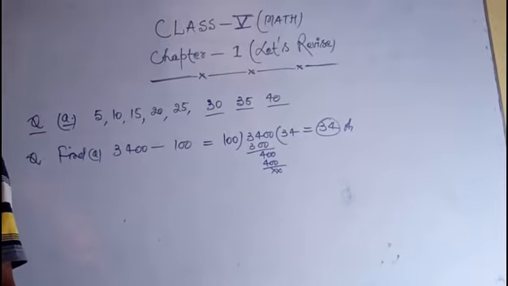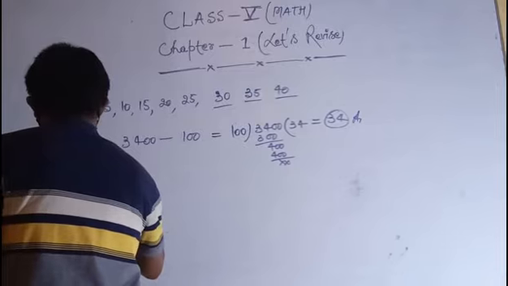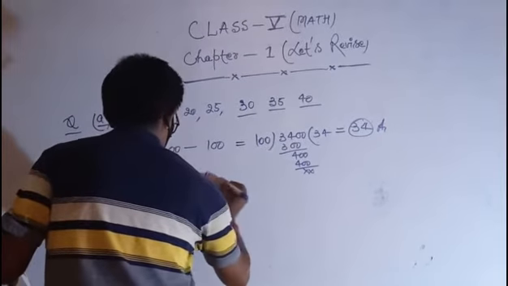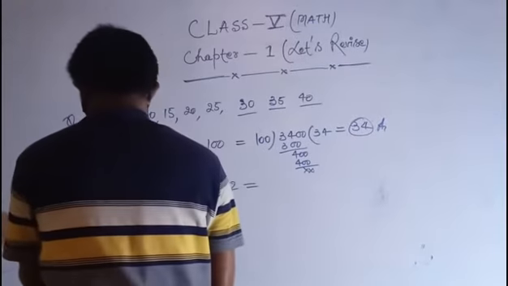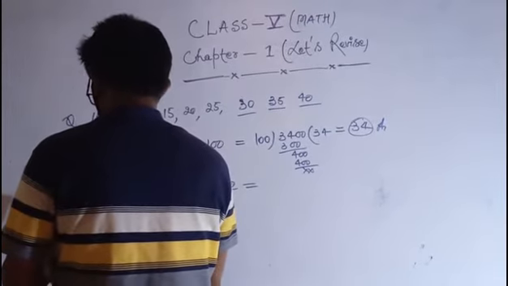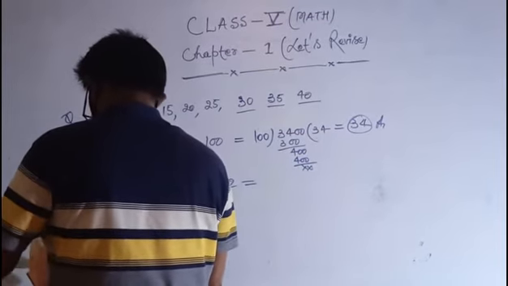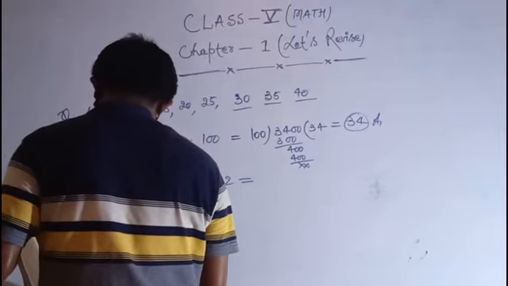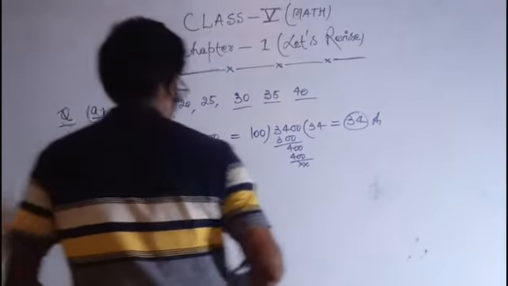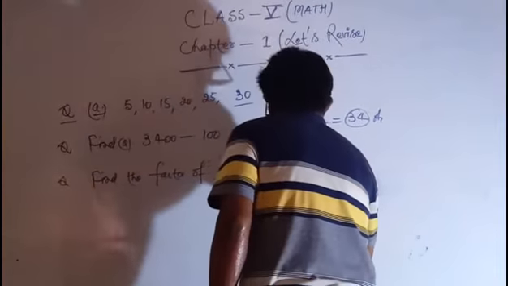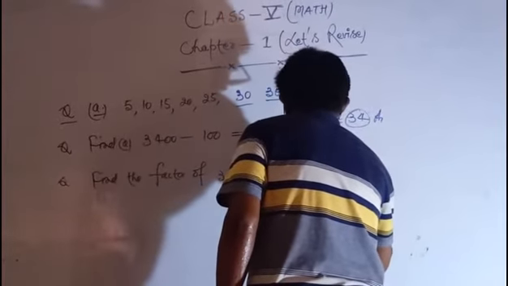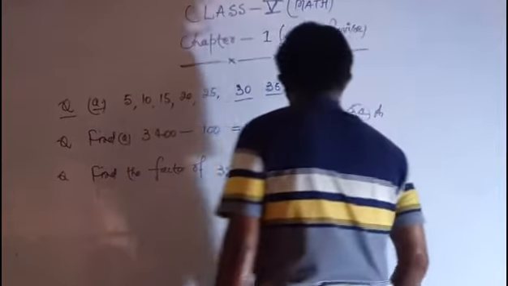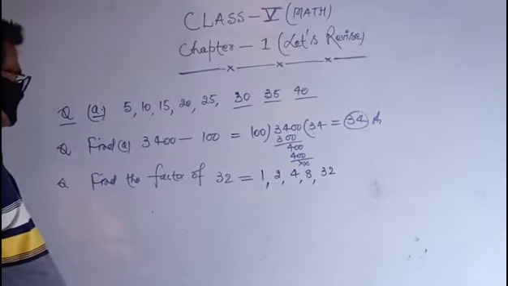Find the factors of 32. You have to find out the factors of 32. What are the factors? First is 1, 2, 4, 8, 16, 32. It is your factors: 1, 2, 4, 8, 16, 32.